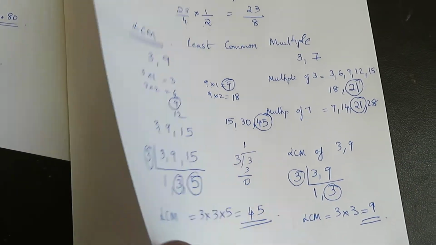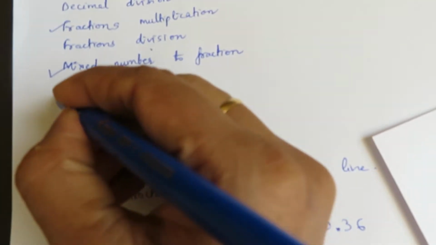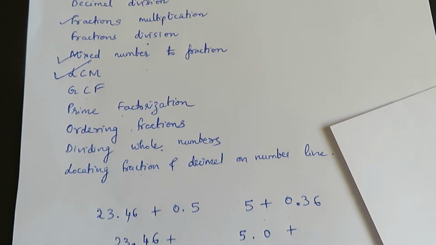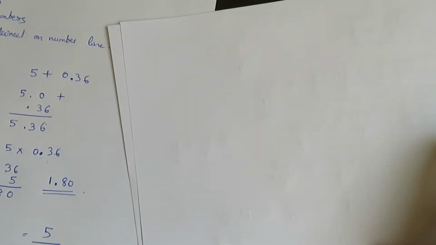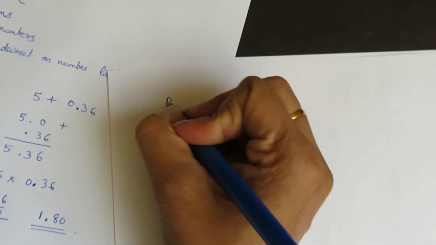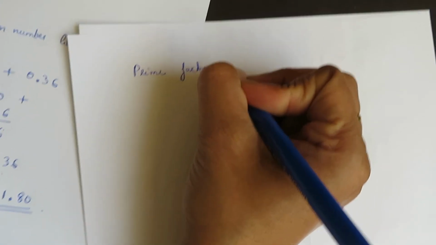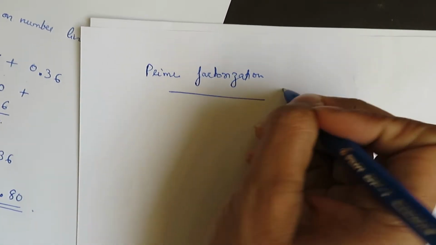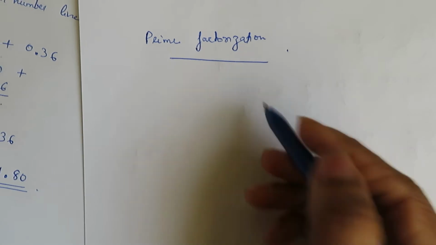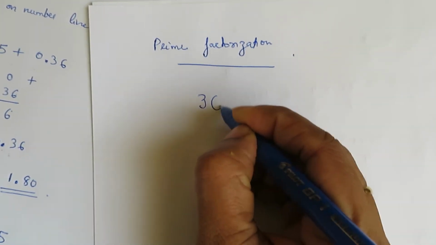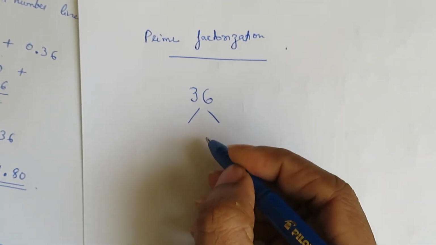Now let's try. So we did LCM. Okay, now let's see how to find the prime factors of a number. So this is known as prime factorization. How do you find out the prime factors? So if I want to find out the prime factor of 36, what will give me 36?